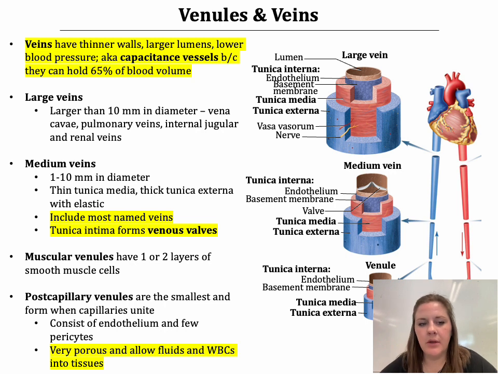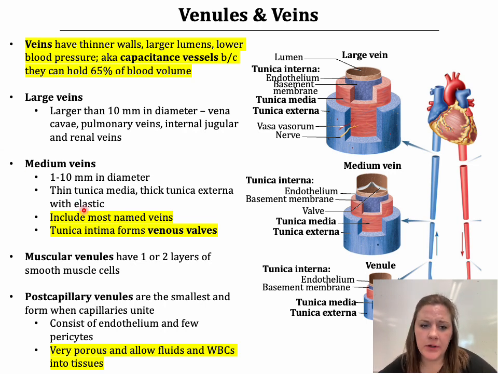So we have large and medium veins, and then our venules. There's different terms we could use to describe that, but in general, large, medium, and then there's venules. For the large veins, you're going to include the vena cava, the pulmonary veins, internal jugular vein, which runs along our neck, and then the renal vein, collecting blood from the kidneys. Very big, large lumen, 10 millimeters up to 1 centimeter, which is a decent size there.